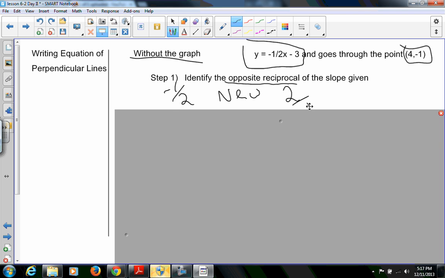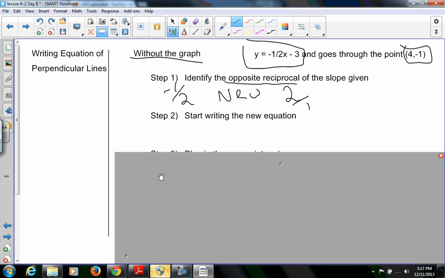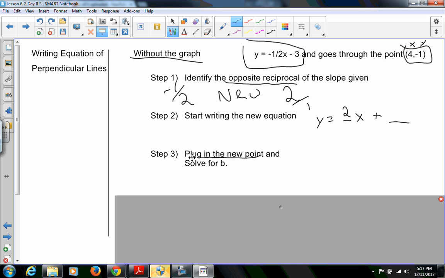It makes it useful for graphing. Okay, so that's the first step. The next step is to start writing your new equation. Remember, we write this thing of y equals blank x plus blank, and my new equation has a slope of 2. Now what we do is we take that point that we want it to go through, our x, y value here, and we plug in the new point, solve for b. So that's what I'm going to do.